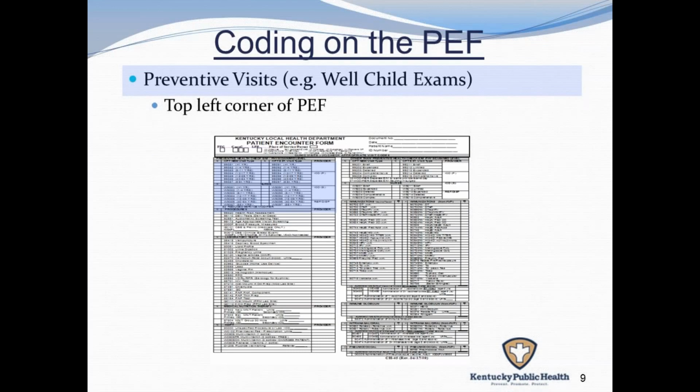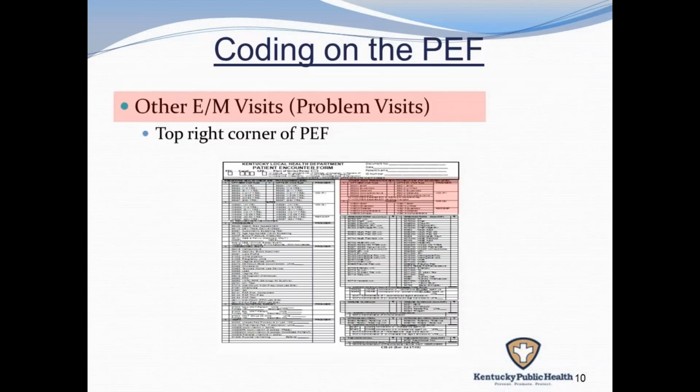Then we're going to go over where it is on the PEF. You have your preventive visits, or your well child exams and well woman exams, which is in the top left corner of the PEF. Your E&M visits are on the top corner of your PEF.